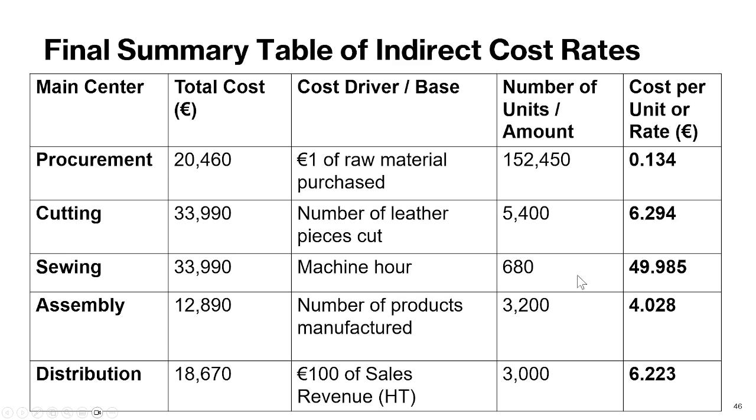And here we have it. This table summarizes the final result of our work. We have successfully converted a lump sum of indirect cost into a precise, usable rate for each stage of the business life cycle. So for example, the first row is the element center, the total cost, the cost driver, the number of units, the amount, and the cost per unit rate here, right?